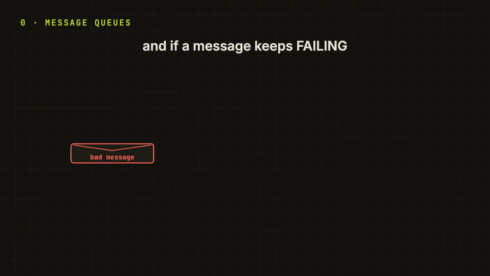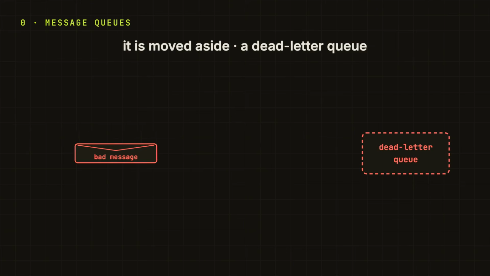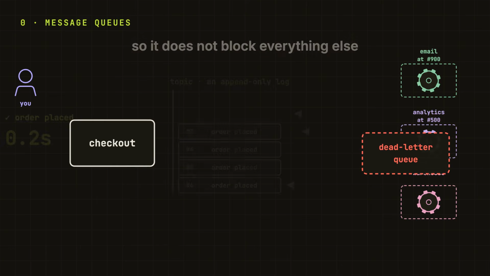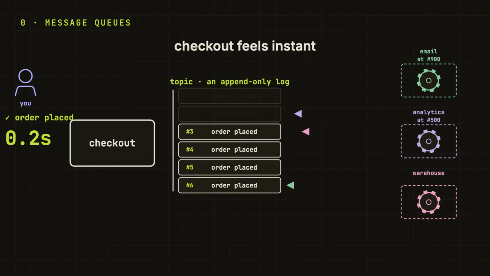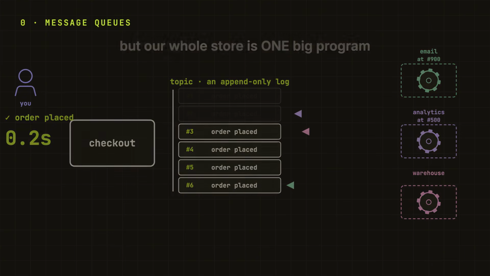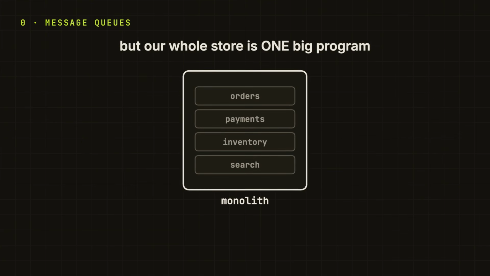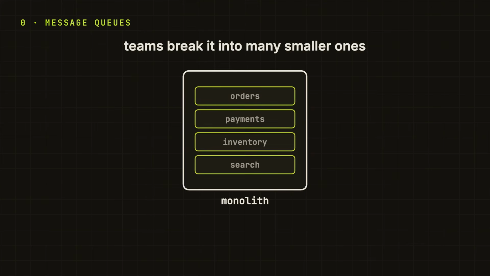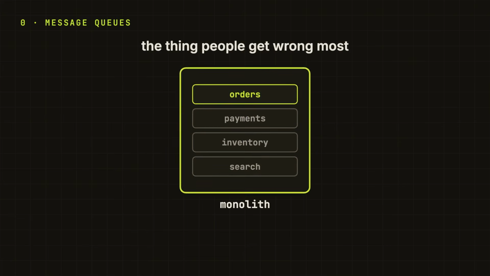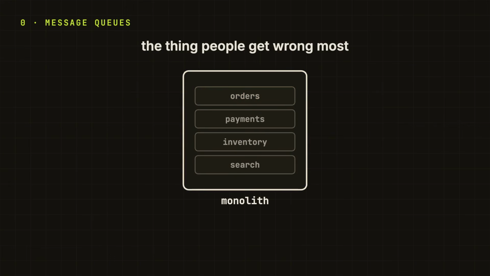And if a message keeps failing, it gets moved aside into a special dead letter queue, so it does not block everything else. So, in our store, message queues let checkout feel instant, while the emails, receipts, and analytics happen quietly in the background. Now, so far, our whole store has been one big program, but at a certain size, teams break that one program into many smaller ones. And why they do that and what it costs is the thing people get wrong more than almost anything else.